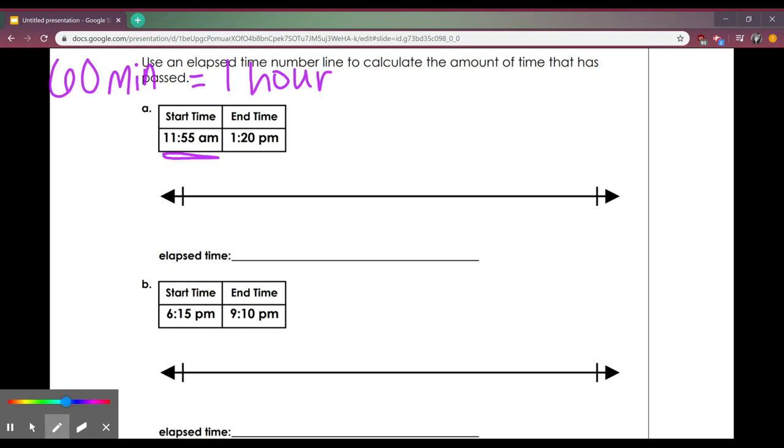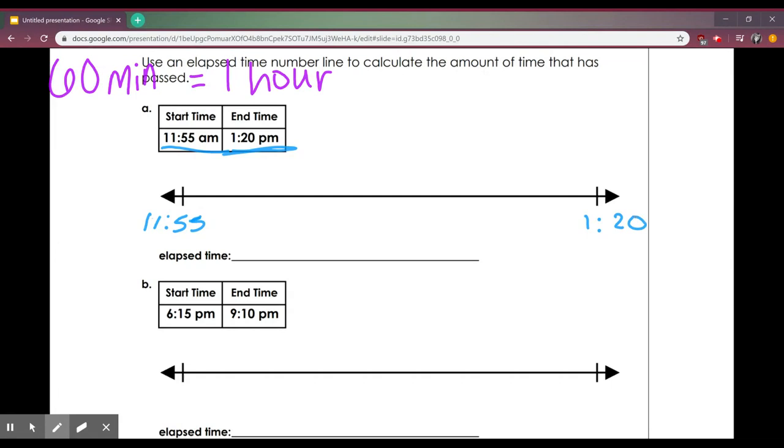Now, when we do elapsed time, it is much easier to turn it into kind of like a number line, like what is shown right here. And what we're going to do with this is use it to show how much time is passing between each jump that we're going to make, and I'm going to explain that right now. So you start by looking at your start time, and we will put that right here at the beginning. So we're starting at 11:55, and then our end time is 1:20.